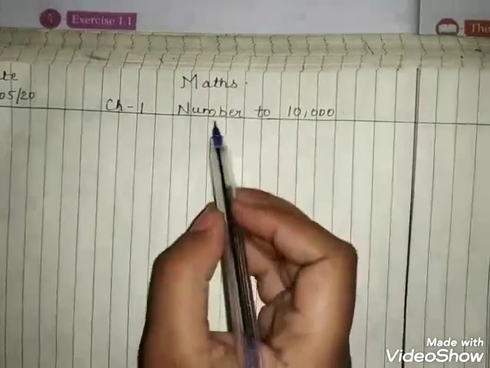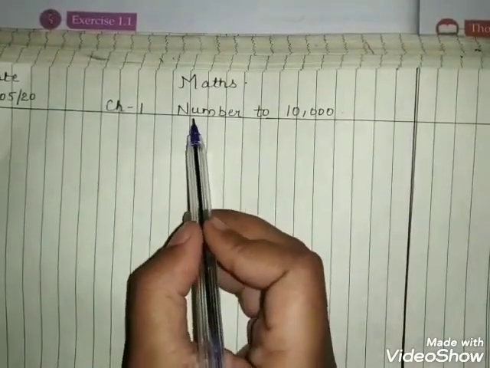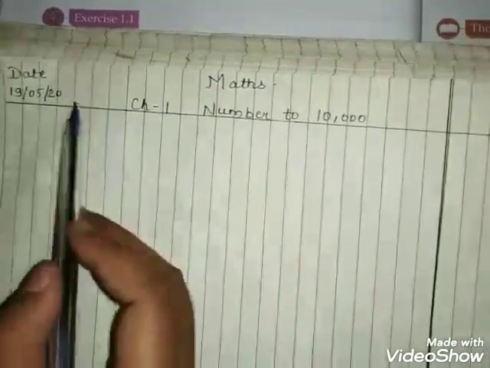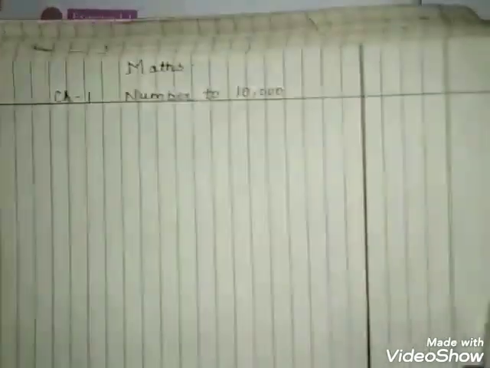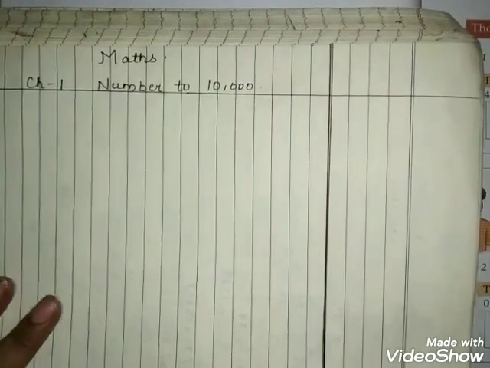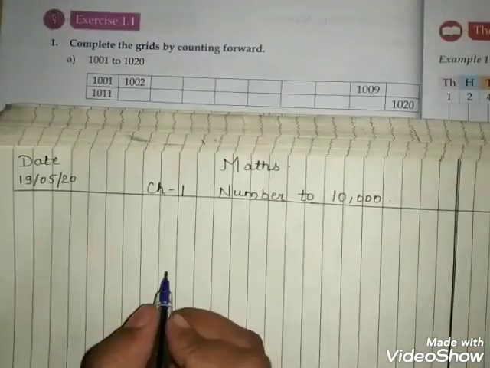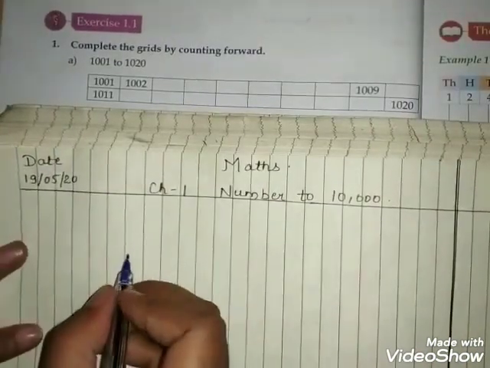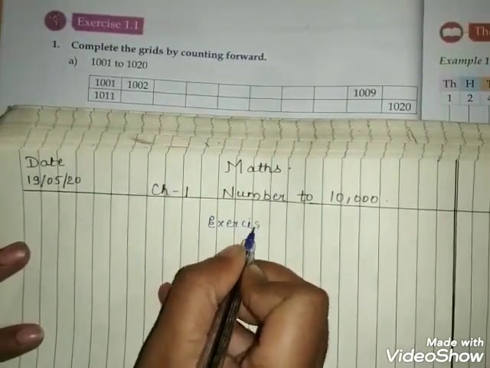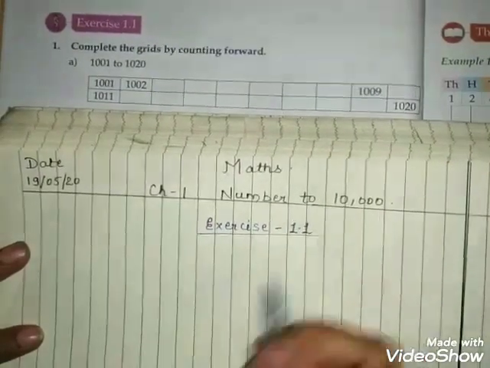At the top of the page you have to write chapter number 1, and below it you have to write numbers to 10,000. On that page you have to write the date like this, and at the side of that page you must have a rough column like this. No need to write anything here. Okay, you have to leave this space. Now we are starting exercise number 1.1. So you have to write exercise 1.1 at the top of the page.